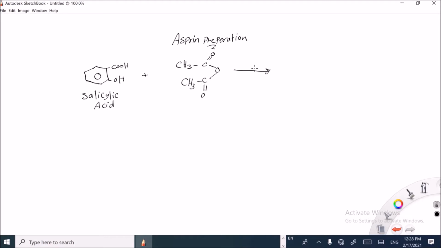In the presence of sulfuric acid, this reaction gives us acetic acid and acetylsalicylic acid, and a water molecule is removed. This water molecule is absorbed by the sulfuric acid, so the main product is acetylsalicylic acid, and we can find the smell of vinegar. Okay, in the next video inshallah we are going to prepare the aspirin in the lab.